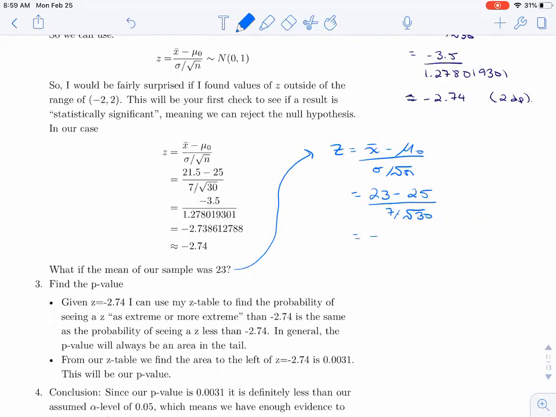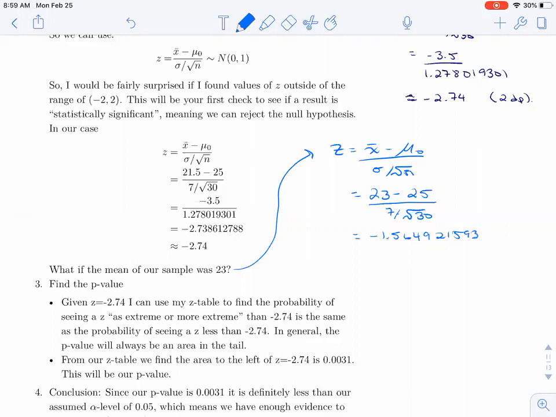I get negative 1.564921.593, but my calculator is a little crappy, so assuming you get the same thing. Right, and that's probably why I picked 23. Here, if our sample mean wasn't 21.5, it was 23. 23 is also less than 25.